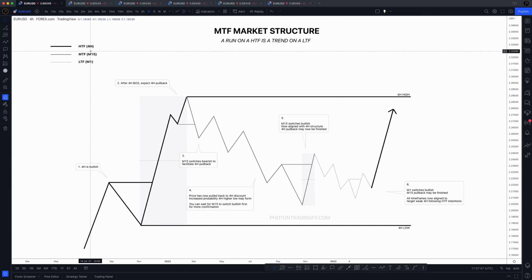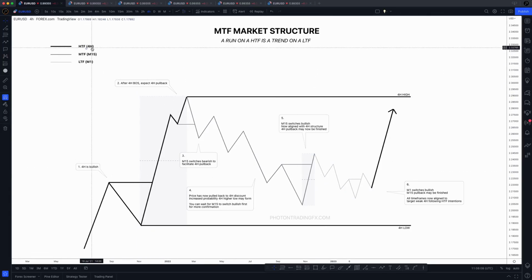So we have the thick black line, which is our higher time frame. I put in brackets the actual time frames if it helps you to think about it a little more easily. So we've got the 4-hour chart as our higher time frame, the thick black line. We then have this thinner gray line, which is our medium time frame, the M15, and then we have the thin light gray line, which is the M1, our lower time frame.